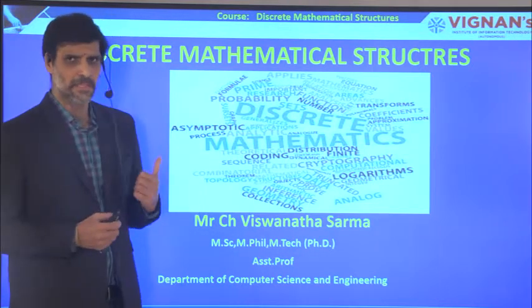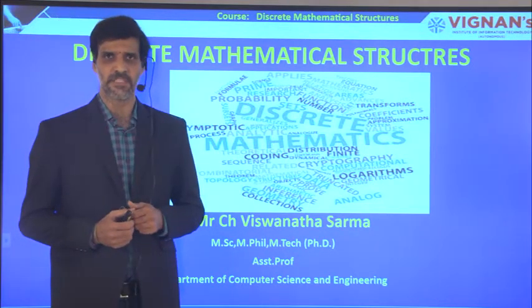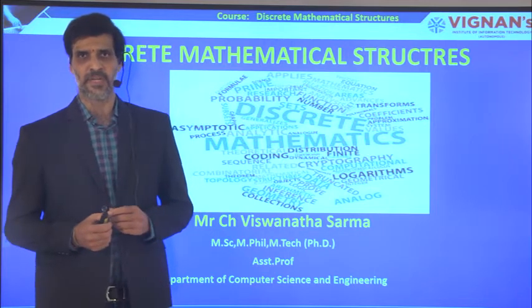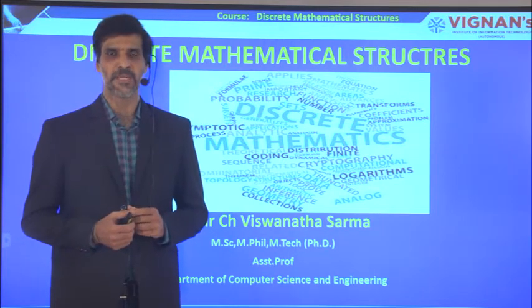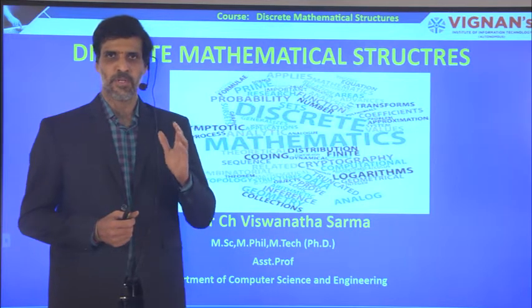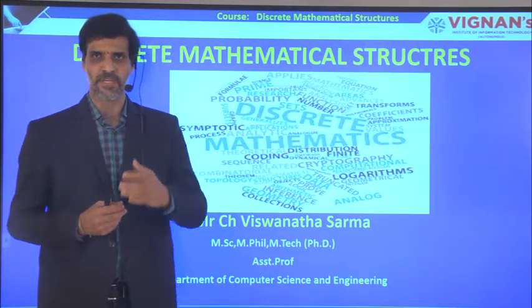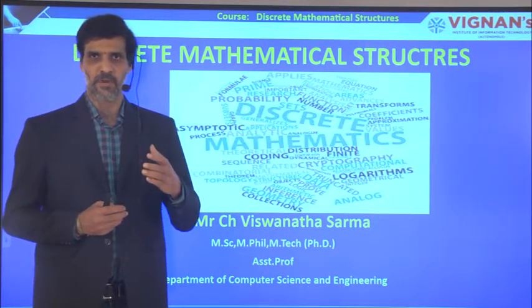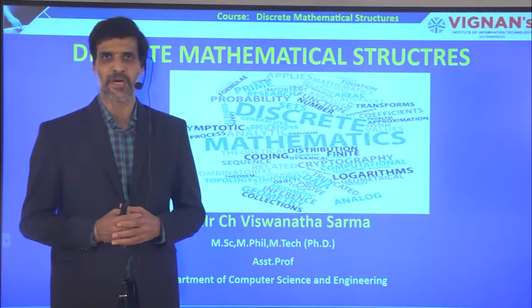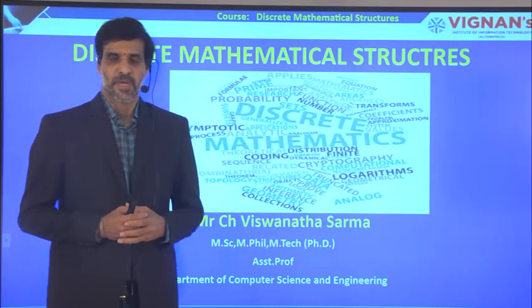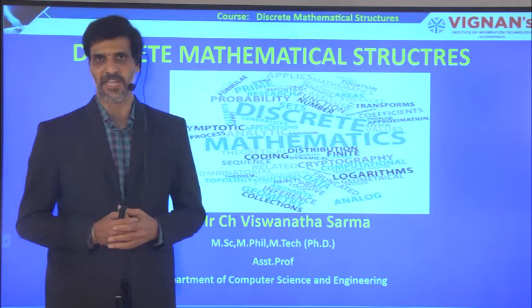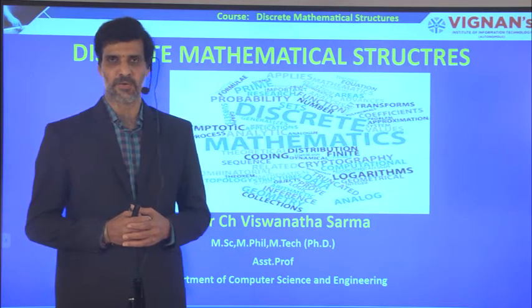Now in this lecture we are going to discuss another important topic in graph theory: paths and circuits. What do you mean by a path? What is a circuit? And what is the definition of the Euler path and Euler circuit? And then we'll discuss what is a Hamiltonian path and Hamiltonian circuit.